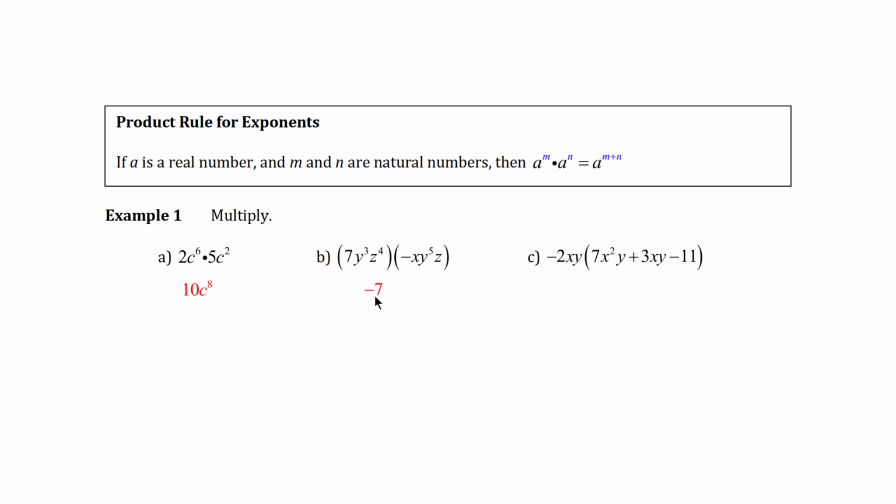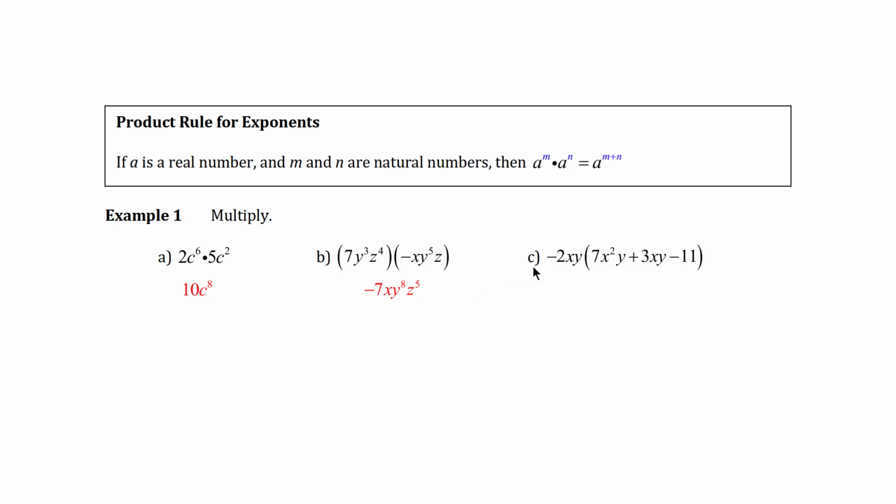Next, we multiply any like terms together. So we have y cubed and y to the 5th power. We apply our product rule for exponents. So we have the exponents of 3 and 5. Add that together to get 8. So that gives us y to the 8th power. We have z to the 4th power and z. When we multiply those together, we add the exponents 4 and 1 to get z to the 5th power. Our final answer is negative 7x y to the 8th power z to the 5th power.